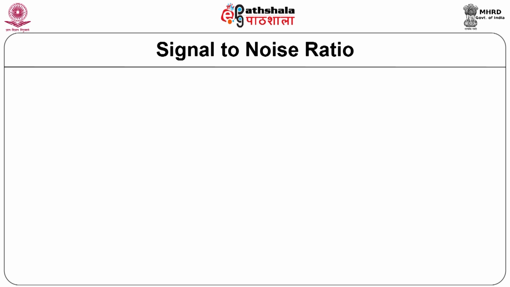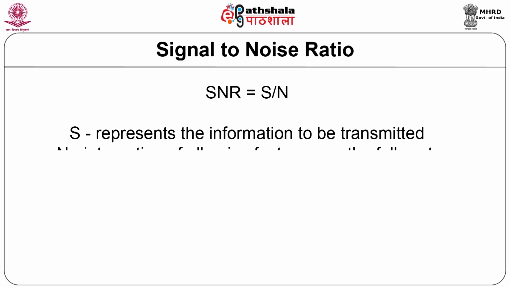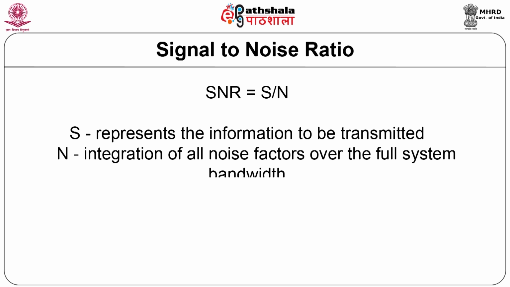Next is signal to noise ratio, which is called SNR. S represents the information to be transmitted, that is the signal, and N is the integration of all noise factors over the full system bandwidth. SNR is expressed in dB and is given by 10 log to the base 10 of S upon N.